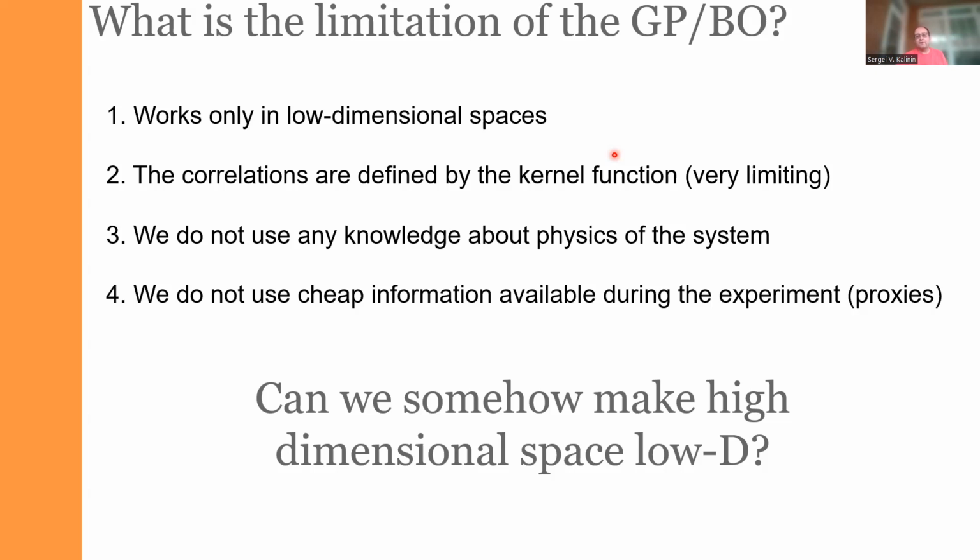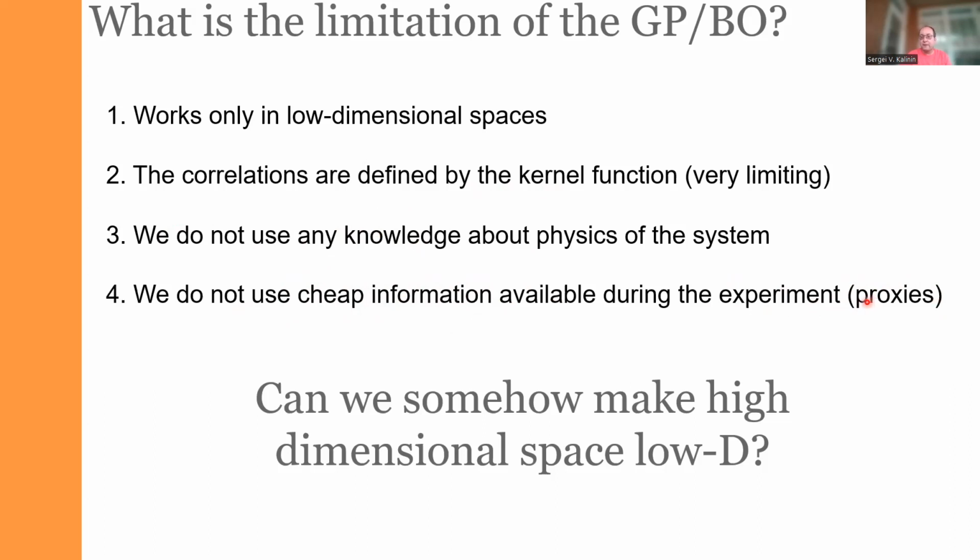And then, of course, the same thing applies for problems like molecular discovery, because there you need to operate in the high dimensional spaces of the molecules. So we know that classical GP is limited to low dimensional spaces, and the correlations are defined by the kernel function. We don't use the knowledge of physics. We don't use the cheap information available to experiment. So what we can do is, this cheap information is available, we can use these high dimensional proxies to navigate our experimental space.